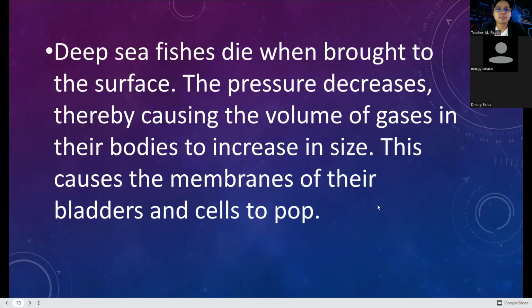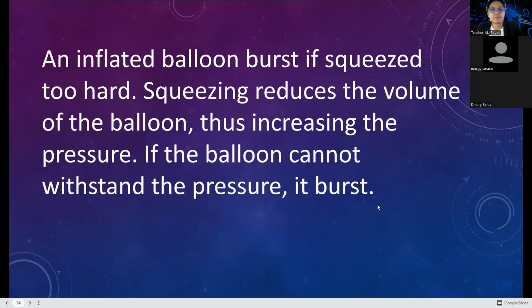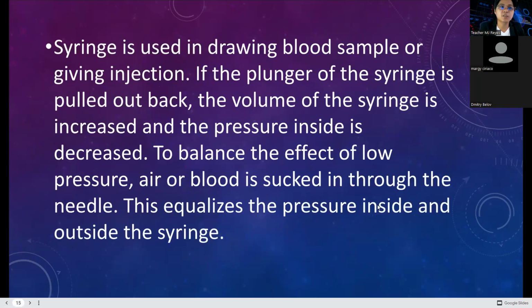Deep sea fishes die when brought to the surface. This is the reason why fish living in deep water will eventually die. The pressure decreases, thereby causing the volume of gas in their bodies to increase in size. This causes the membranes of their bladders and cells to pop. They are not used to it. An inflated balloon bursts if squeezed too hard. Squeezing reduces the volume of the balloon, thus increasing pressure, and if the balloon cannot withstand the pressure, it will burst. So those are practical applications.